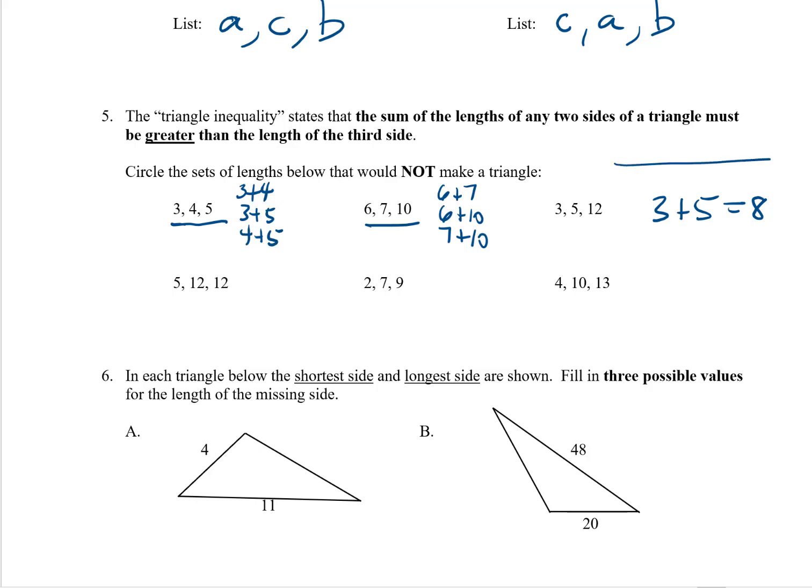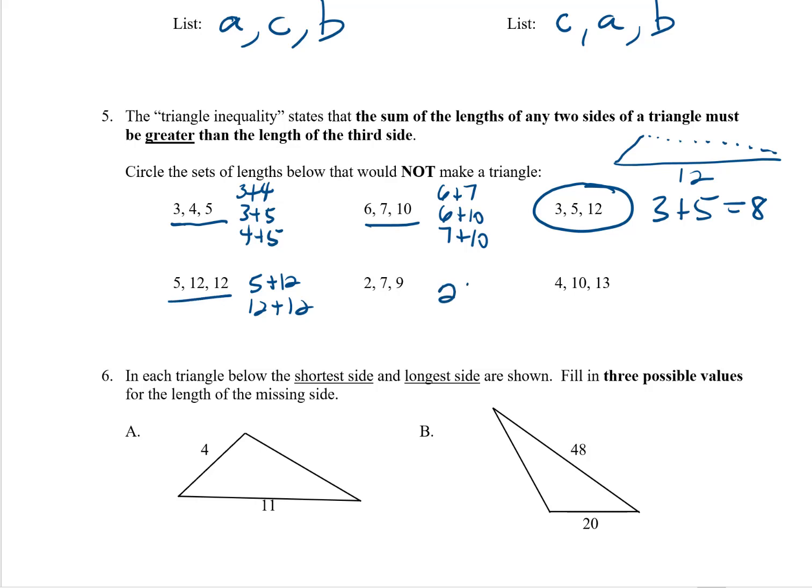The idea is if this was a 12, and then you had a 3 hanging off of here, there's no way that with a 5 you can reach all the way down to where you need to reach. It just isn't going to work. You can't have 3, 5, and 12. So that set does not make a triangle. How about 5, 12, 12? Well, 5 plus 12 is bigger than 12. The other 5 plus 12 is bigger than 12. 12 plus 12 is obviously bigger than 5, so that's fine.